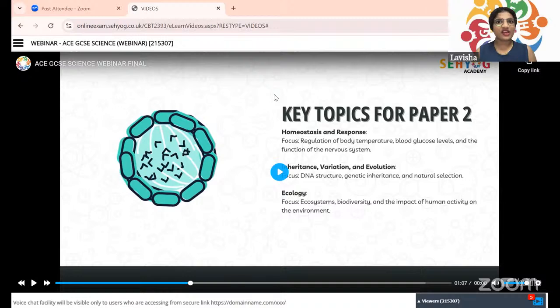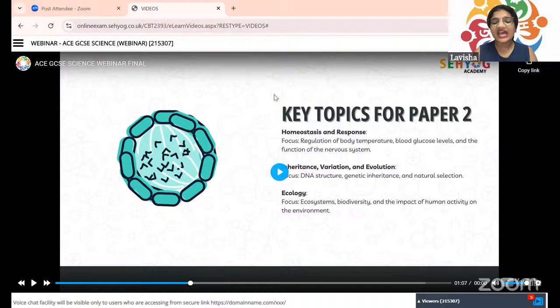So we are just trying to know ourselves better. Science gives us the opportunity to understand ourselves and our atmosphere, or the environment, in a better way. Here, inheritance, variation, and evolution are all about the DNA structure, the basic unit of the human or any living organism on the earth.